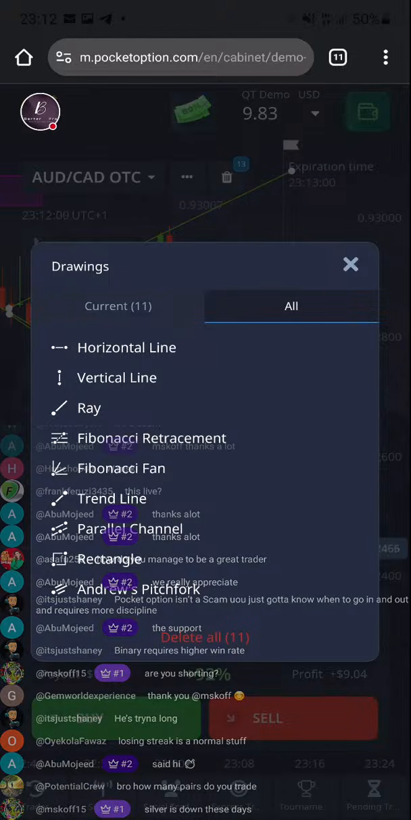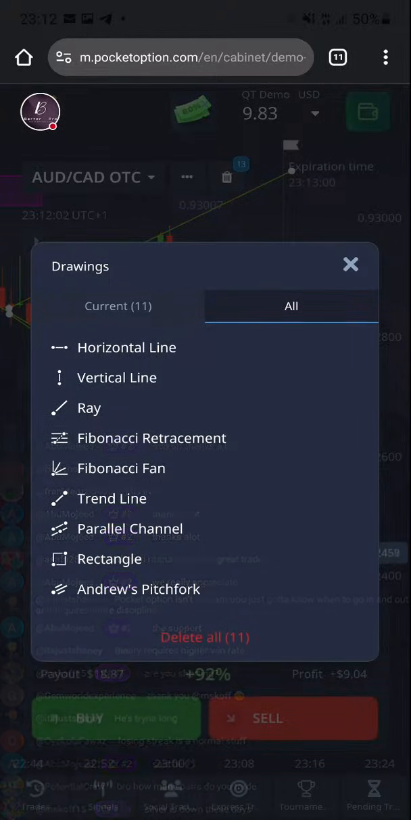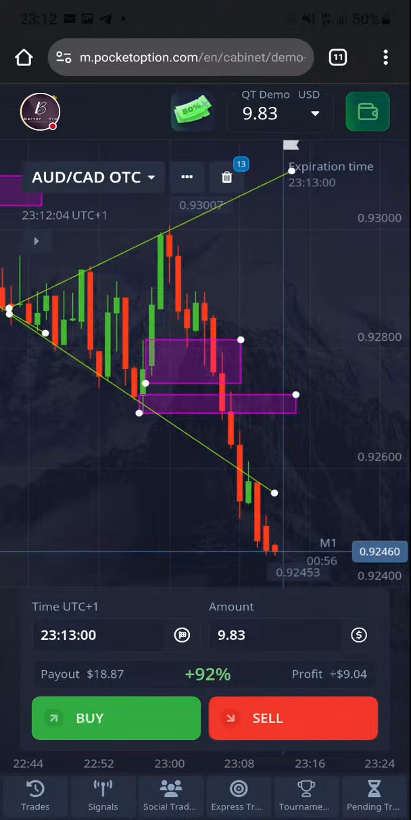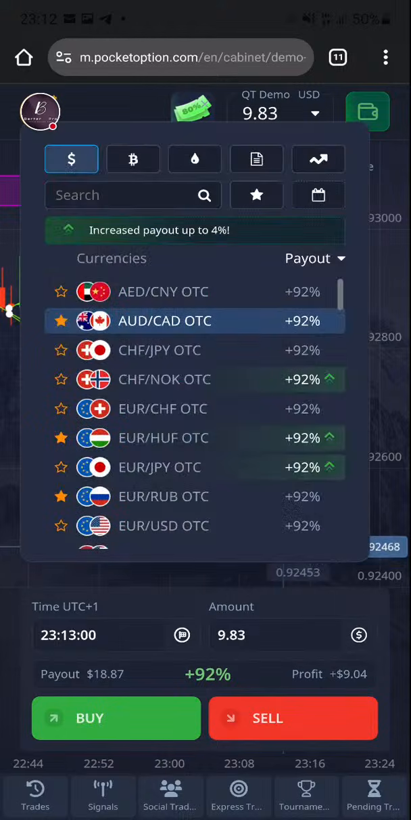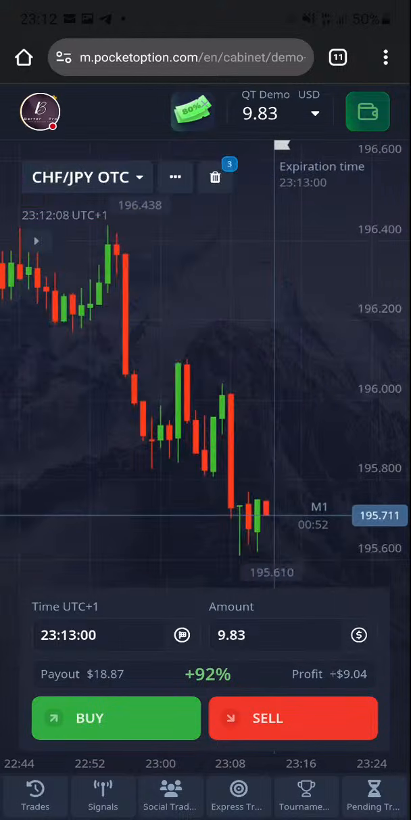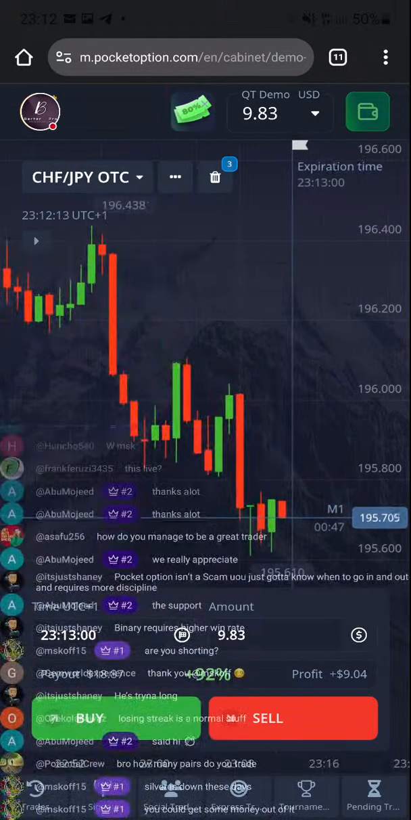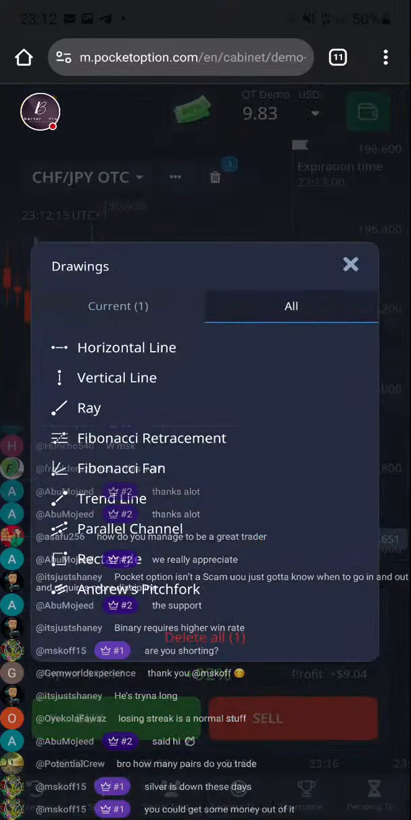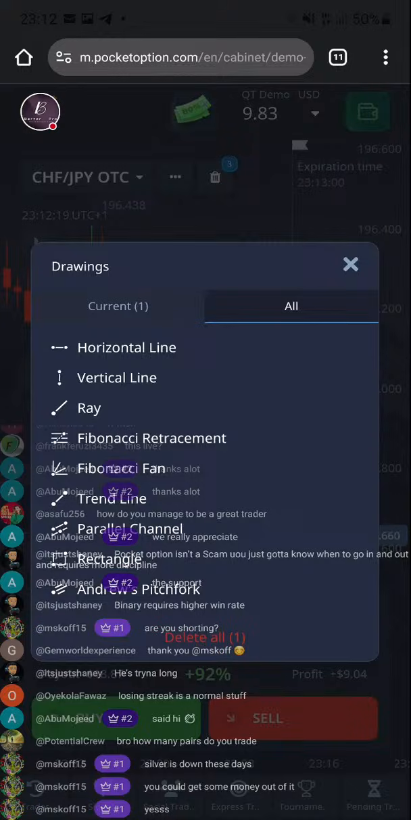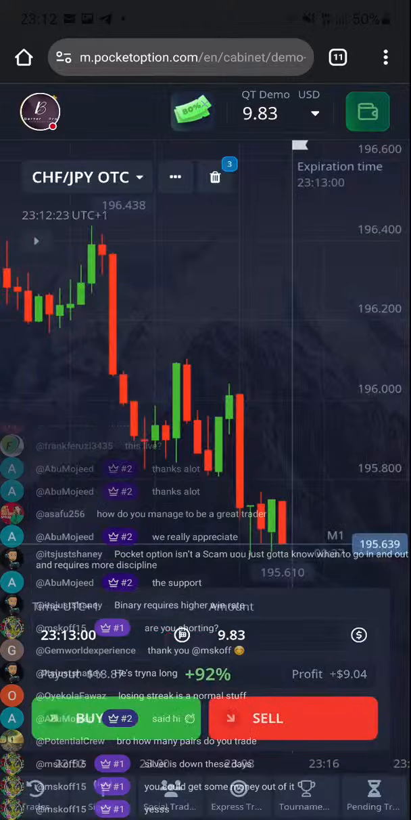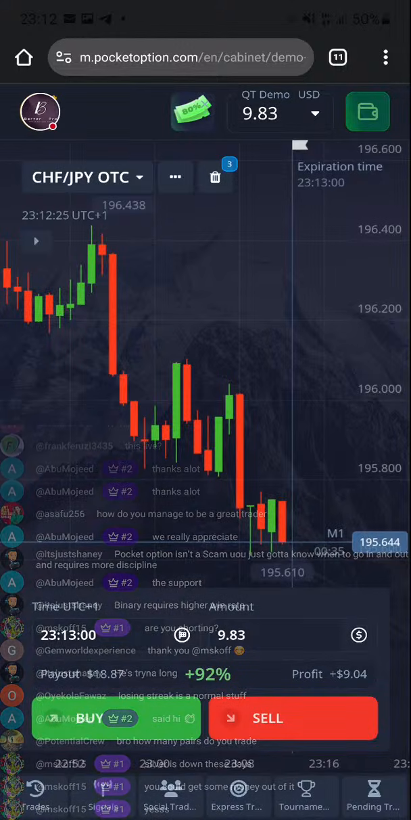Silver is down these days. Yes, I observed too that it's been down for some time. But the thing there is, it will always come back up. There's always this correction that happens in the market. And the demand for silver is still very high right now. So even if it comes down, it may still go back up.